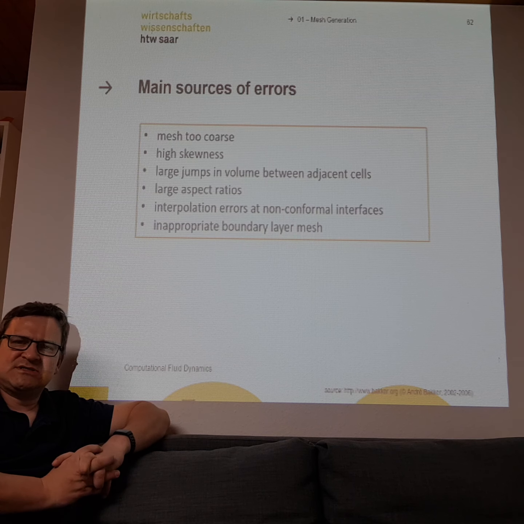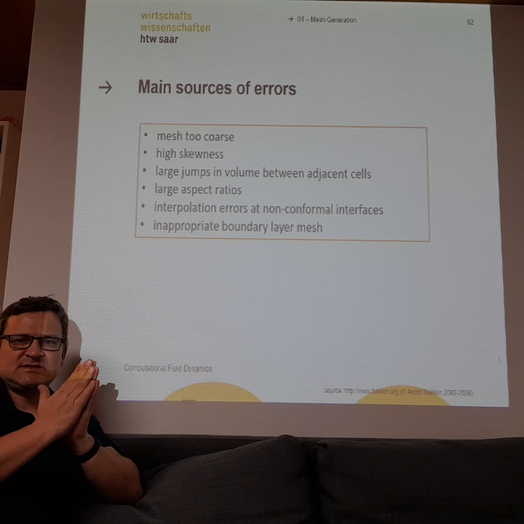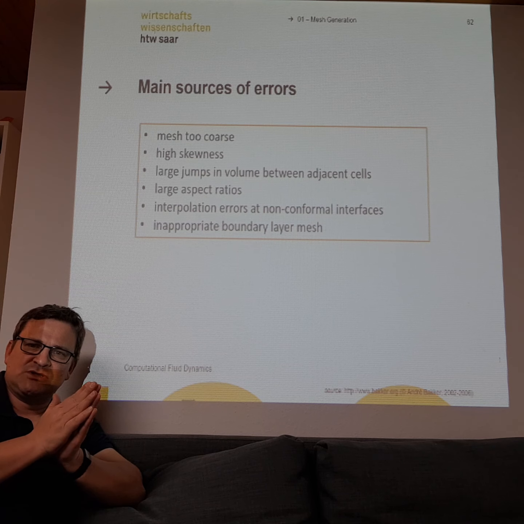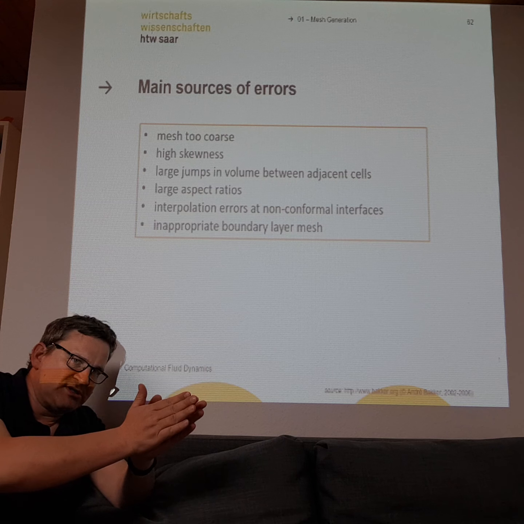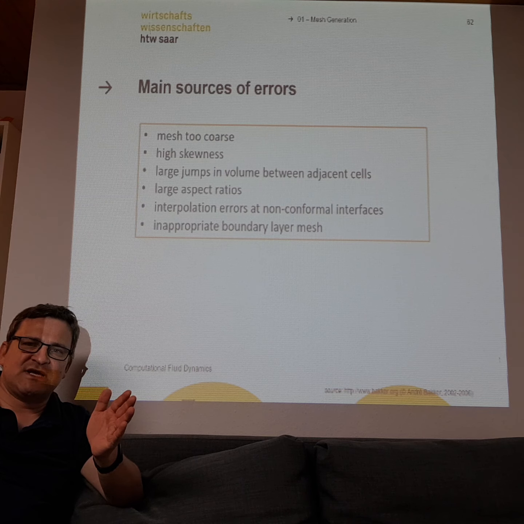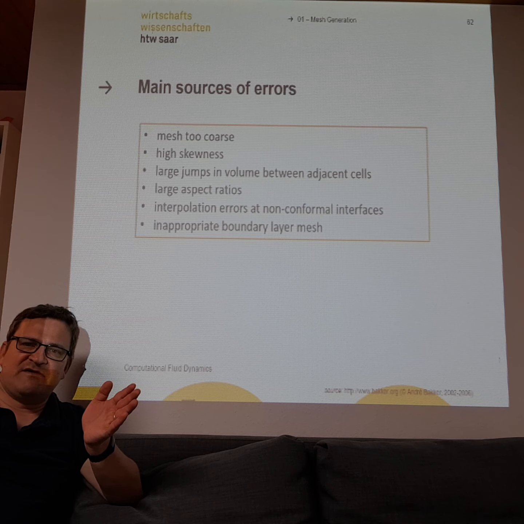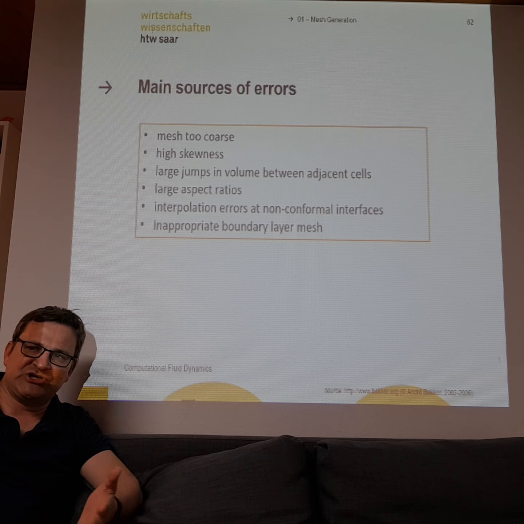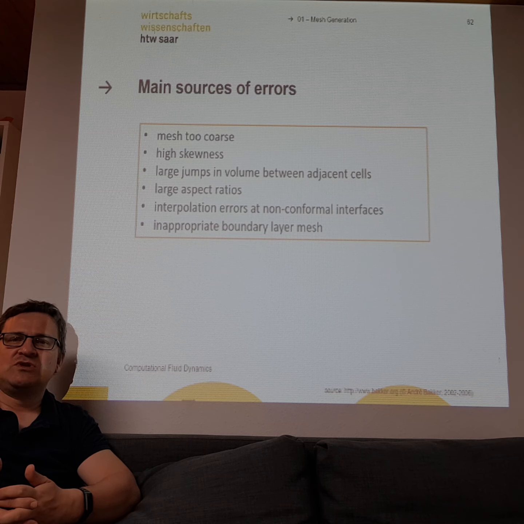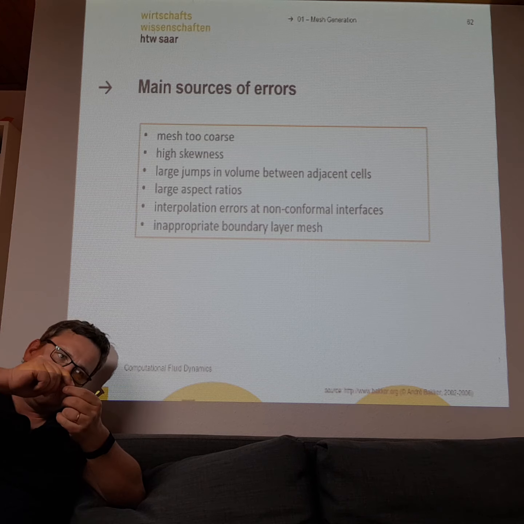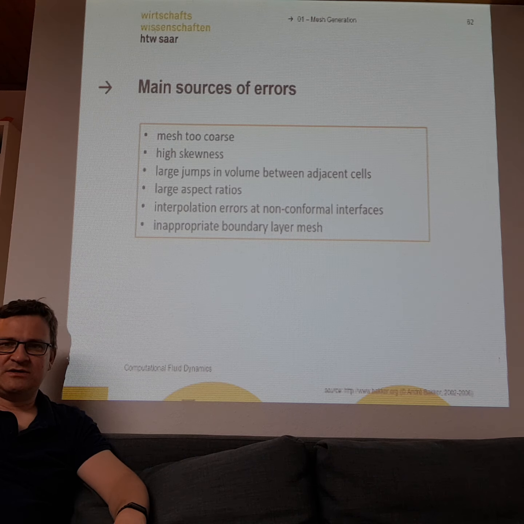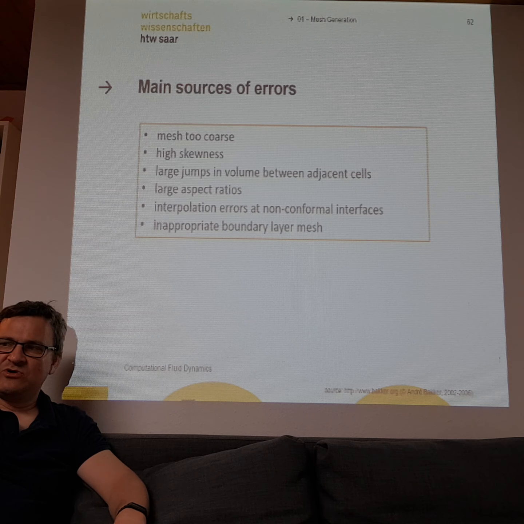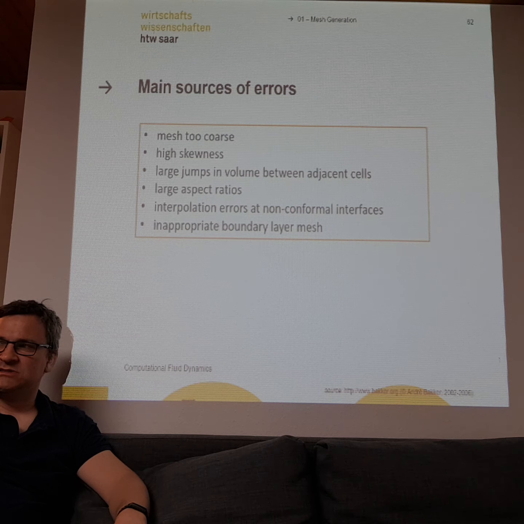You can have high skewness, really sharp edged cells. They will cause problems, even crashes and numerical errors. You can have large jumps. If you have really small cells on one side and neighbor cells are really coarse, then we can have bad numerical results. We can have crashes and errors of the code. If you have too large aspect ratios, if a cell is really on one side flat and long, you will have a source of errors. And of course, interpolation problems or bad boundary conditions, resolution of the boundary cells.